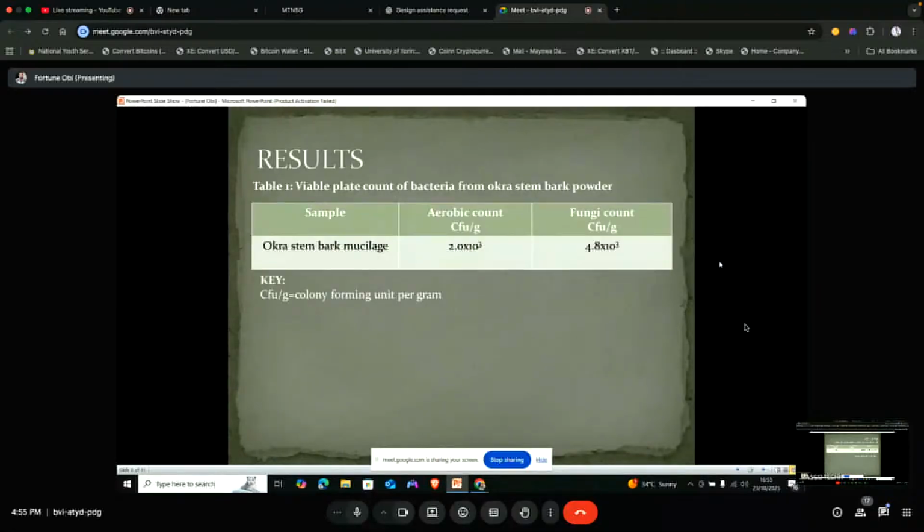Now, this was the result we got after running the okra stem bark mucilage for both the aerobic count and the fungal count. For the okra stem bark mucilage, we were able to get 2 times 10 raised to 3 colony forming units per gram, for 1 gram of the sample. And for the fungal count, we were able to get 4.8 times 10 raised to 10 for the fungi.